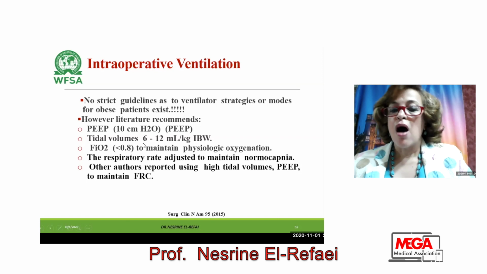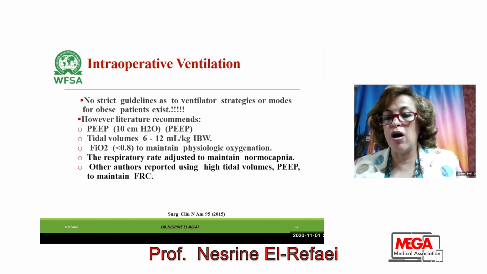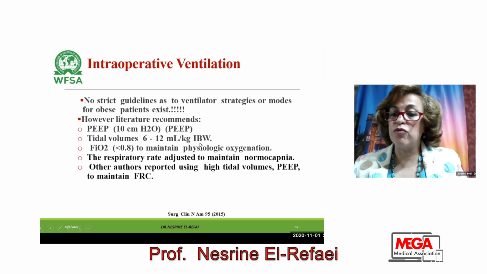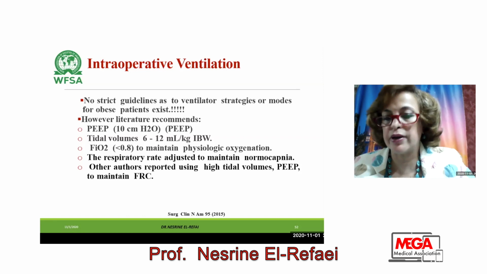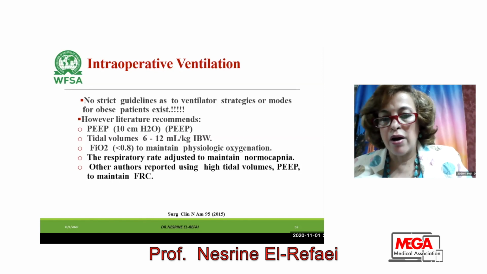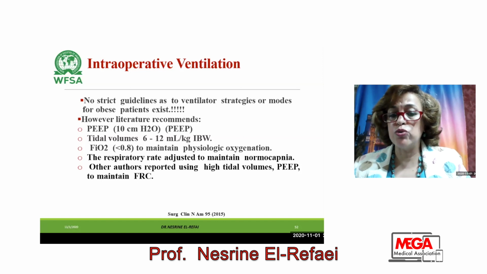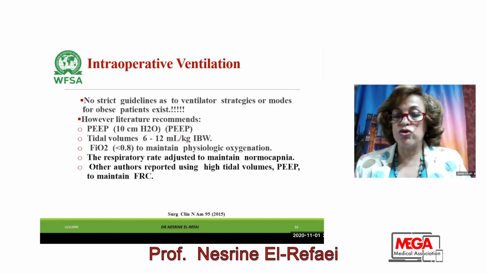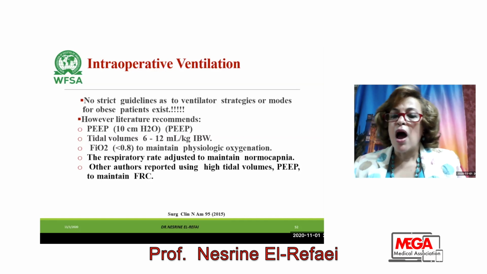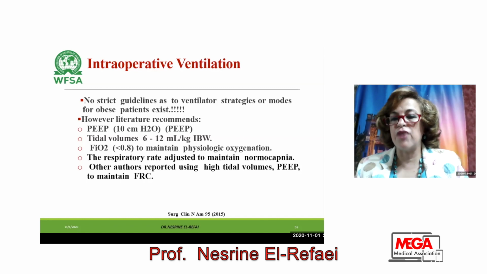Other literature advises using small tidal volumes from 6 to 12 milliliter per kg of ideal body weight. Here comes the first expression, ideal body weight. So we don't give the tidal volume according to the actual body weight. If I have a patient of 200 kilograms, I don't give a tidal volume of 6 multiplied by 200. I give the tidal volume according to ideal body weight. And it's suggested that we use FiO2 less than 0.8 to maintain physiologic oxygenation. So don't use 100% oxygen. The respiratory rate is adjusted to maintain normal apnea. And some authors reported using high tidal volume and high PEEP to maintain the functional residual capacity.